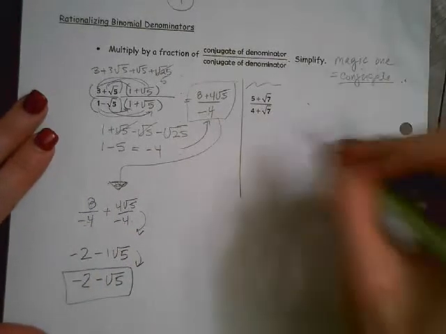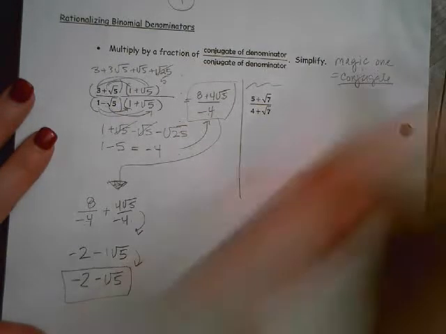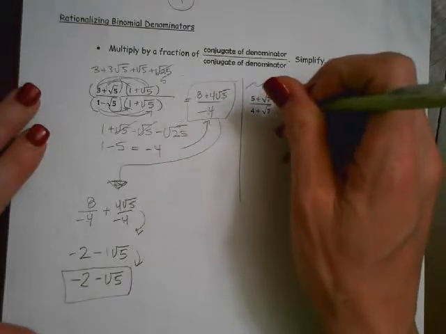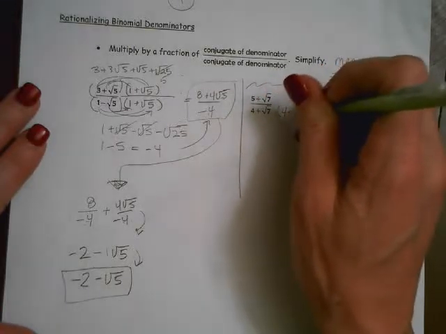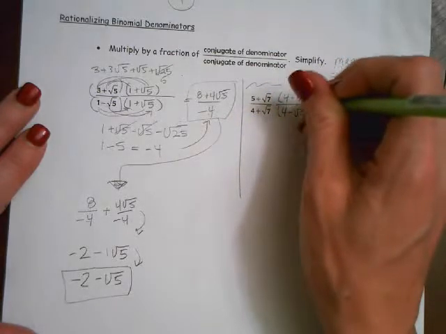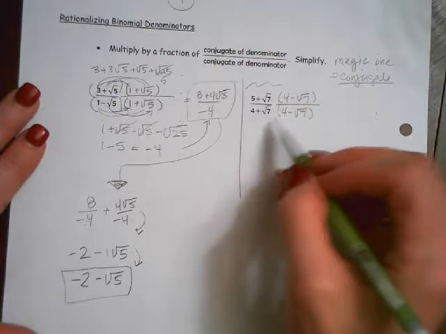Okay, in looking at this problem, you do have a binomial in the bottom, and you want to get rid of the radical sign, so you want to multiply by its conjugate. So my conjugate is going to become 4 minus square root of 7, and that's going to be over 4 minus square root of 7. That's my magic 1. That's a 1, right? So now I'm going to do the distributive property.